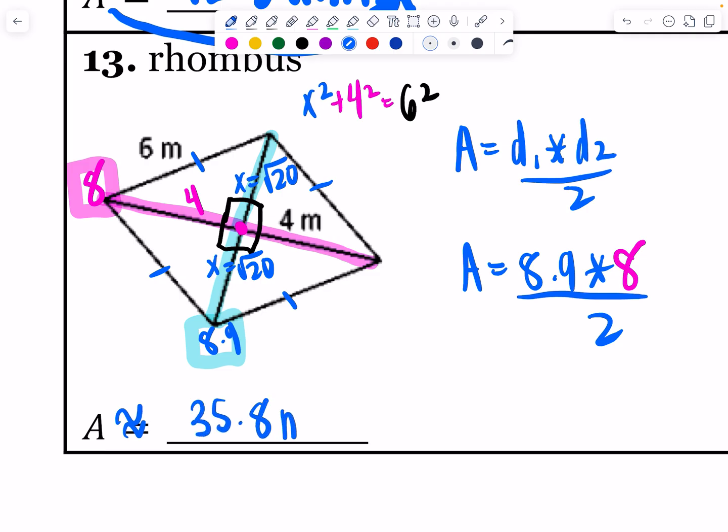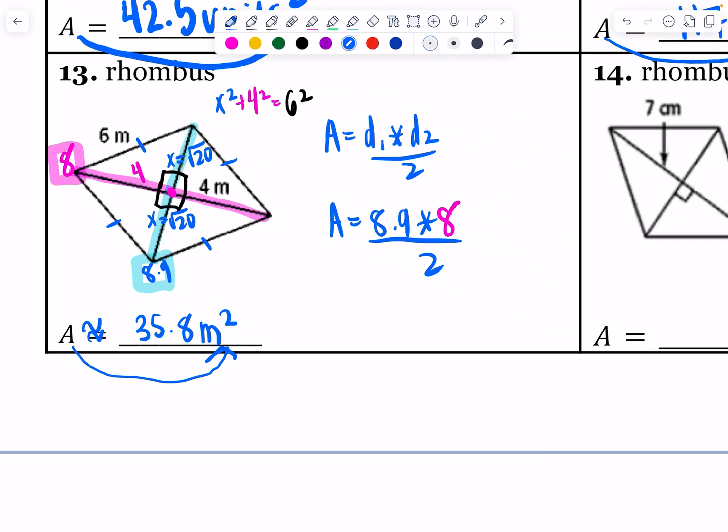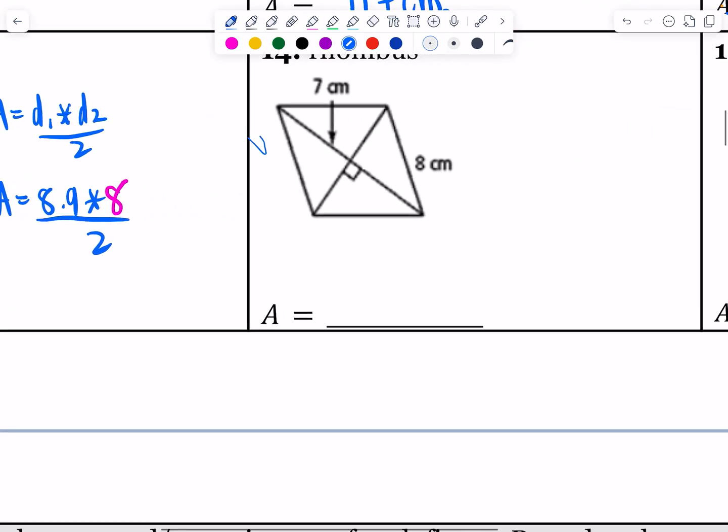35.8. This is meters squared because area is always going to be in units squared, and so these are in meters. All right, if you did it exactly 8.9 times 8 divided by 2, you would get 35.6. So if you got that, that's totally fine. It's just based on how I rounded. I rounded at the very end. Okay? All right, now let's look at this rhombus.